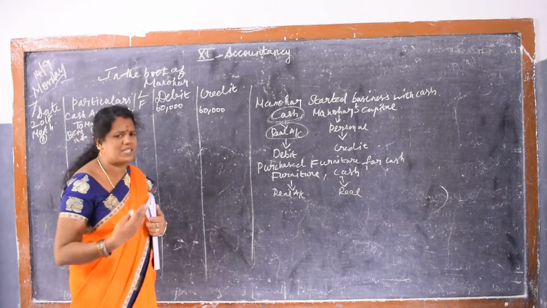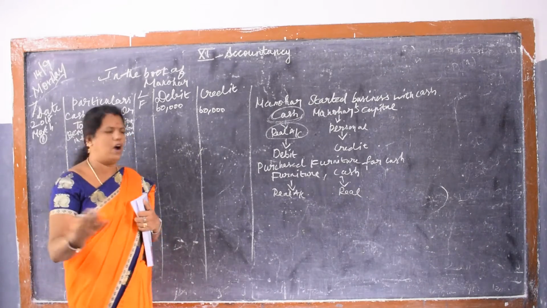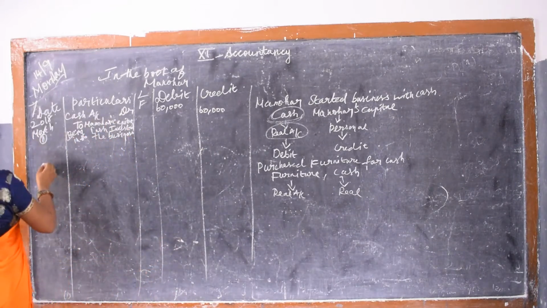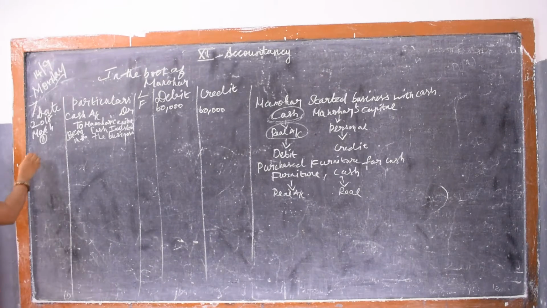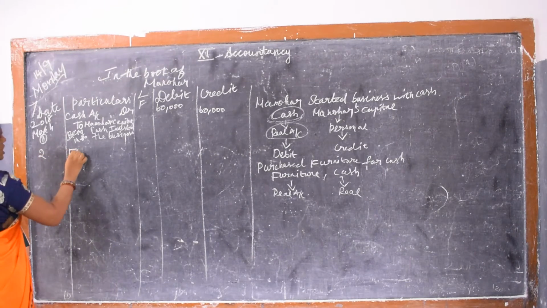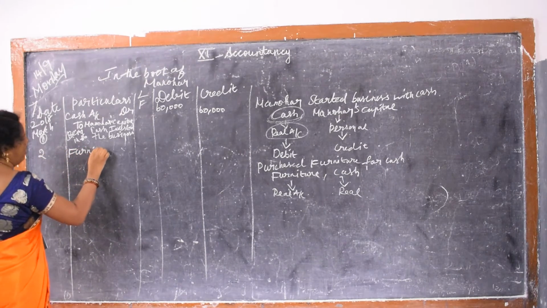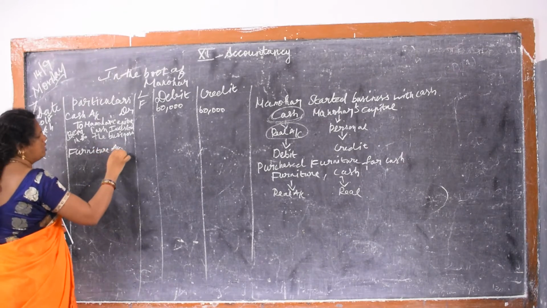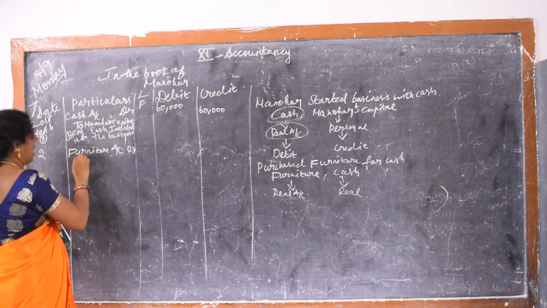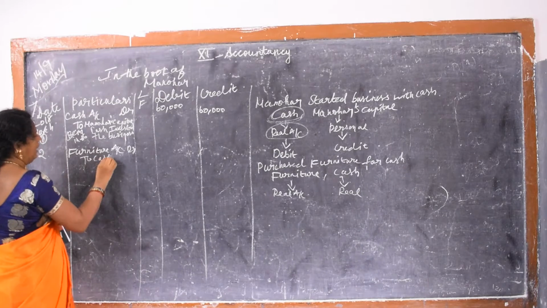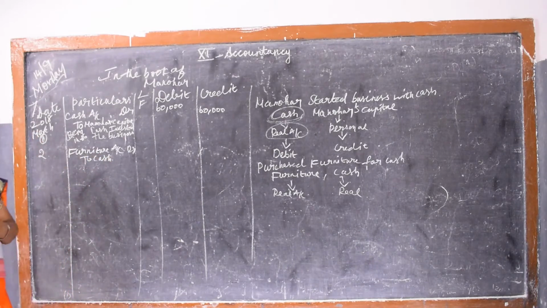So for the business, what is coming in? The furniture. So on the date, what is the date? On 2nd, furniture account debit, to cash. In other words, we can say anything we purchase.